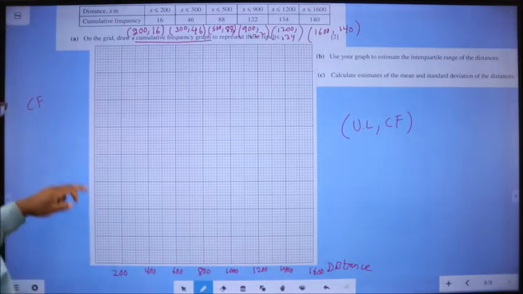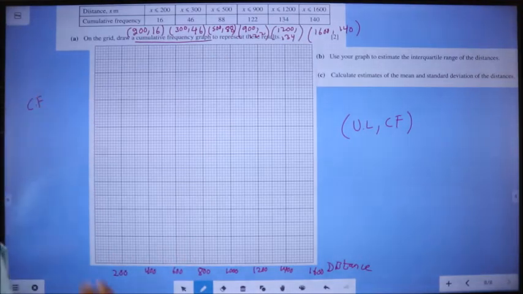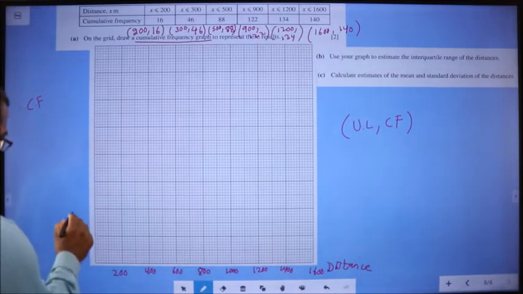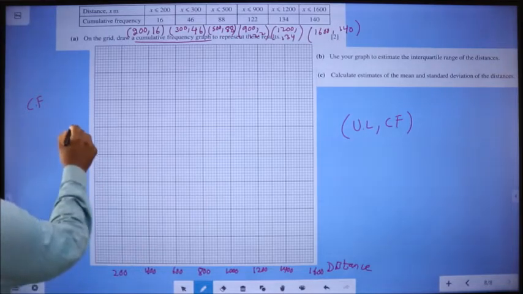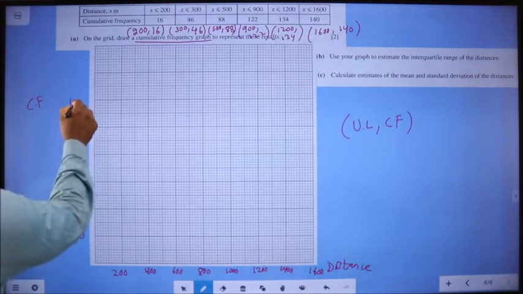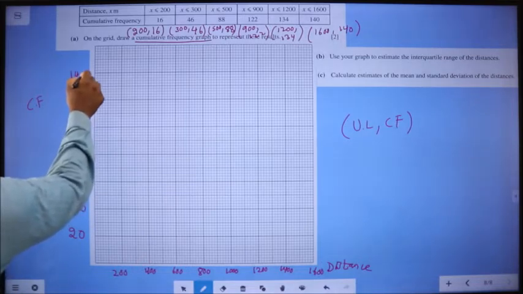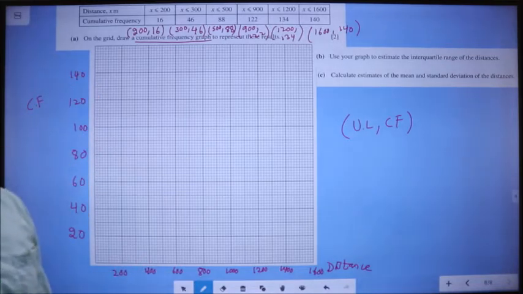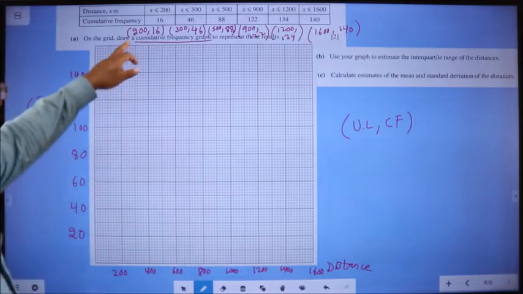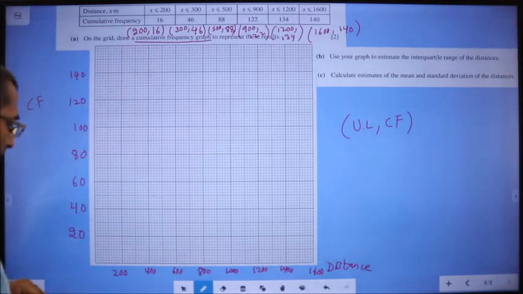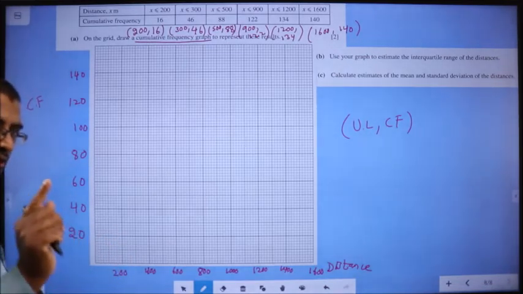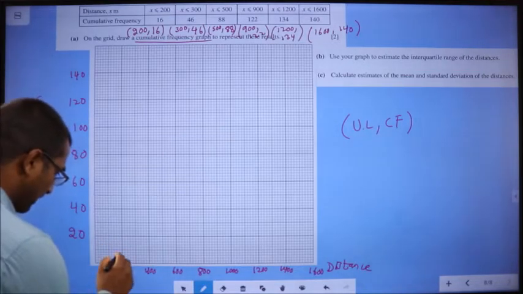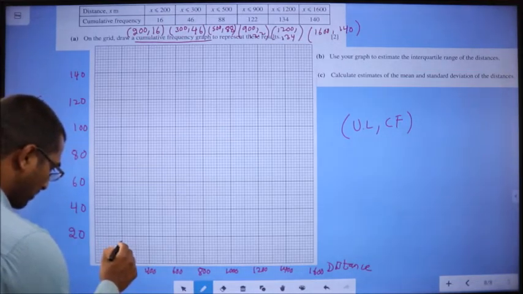So I take 20, 40, 60, 80, 100, 120, 140. Okay. Let us show the points now. First point is 200, 16. 200 is here. Where will the 16 be? See, on the y-axis, each line represents 2. So 16 will be 10, 12, 14, this point over here.